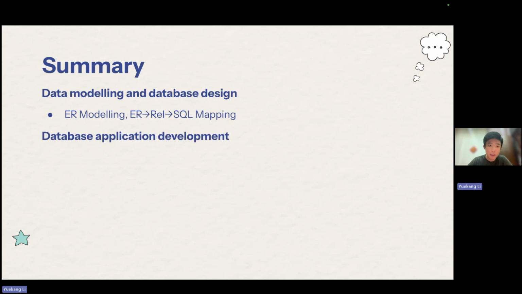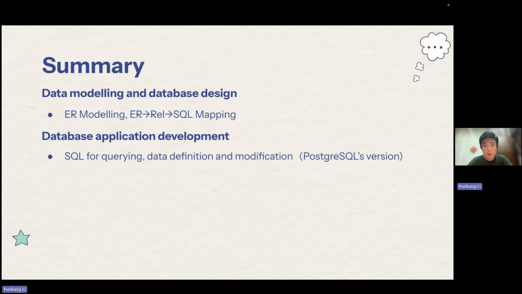The second key topic we learned in this course is about database application development, and it covers several subtopics. For example, we have learned SQL for querying. We have learned data definition and modification through SQL. And there are many different implementations of SQL, and we are learning Postgres because it is an open source implementation, and it has a lot of powerful extensions.